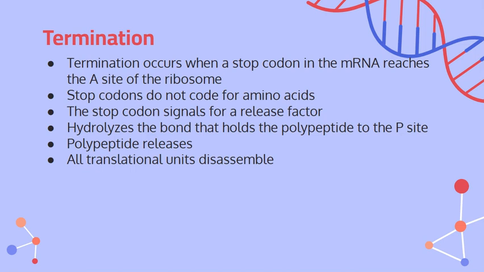Termination occurs when a stop codon is reached in the A site of the ribosome. The stop codon does not code for an amino acid, and it will signal for a release factor. The bonds holding the polypeptide to the P site are released, and the polypeptide moves along to the next step. All translational units are disassembled and go on to the next one.